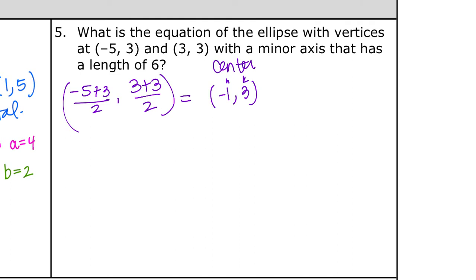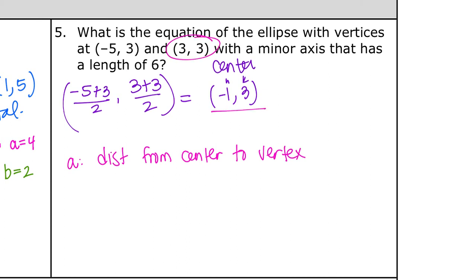Okay, then we need to find our a value and our b value. That way we know what to put as our denominators. So to find a, that's going to be the distance from the center that we just found to one of the vertices. It doesn't matter which one. So center that we just found, and I'm going to use the second one, 3, 3. I just feel like it's easier. So notice that the y values, they don't change. The only thing that's changing is the x. See, the y's are the same. So x is really the only thing that's going to control distance. So how many units is it from 3 to -1?